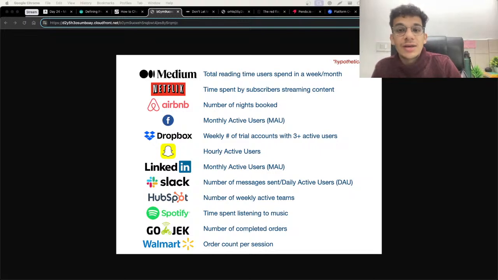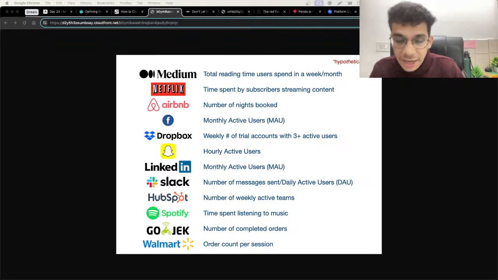You can look at the consumption cycles, right? For example, how many messages are being sent on WhatsApp, and how many hotel bookings have been made through Airbnb for a night over a period of time.